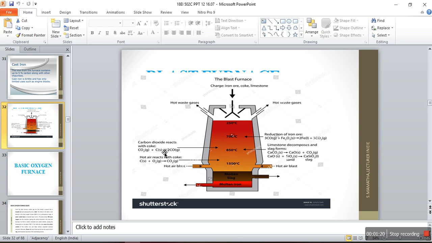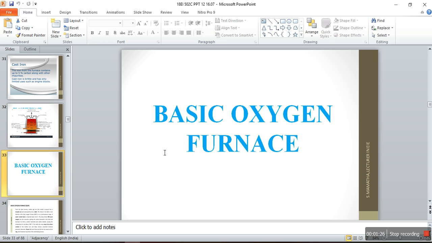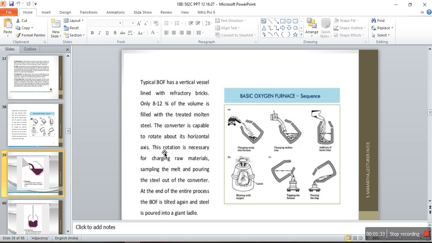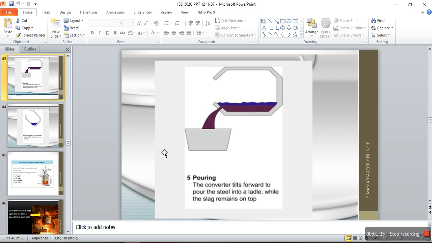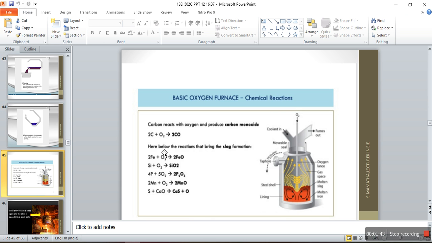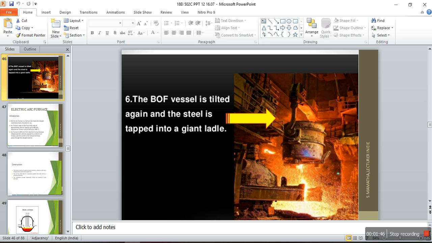Next, this is the layout block. This is the block indicating the blast furnace. Next, we have discussed the basic oxygen furnace and its description, explanation and different parts, procedure, how to take the charge inside and how to remove the molten steel outside, and what reactions take place in the basic oxygen furnace.